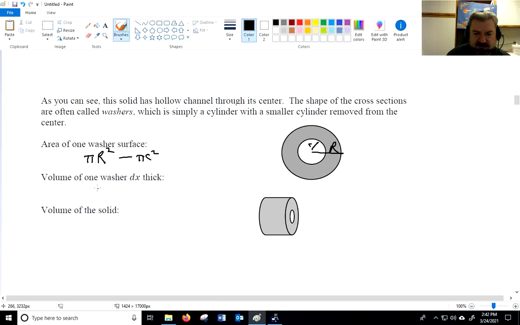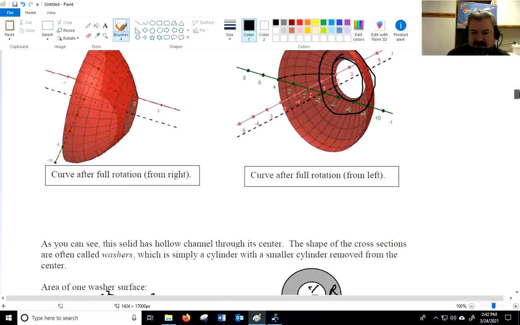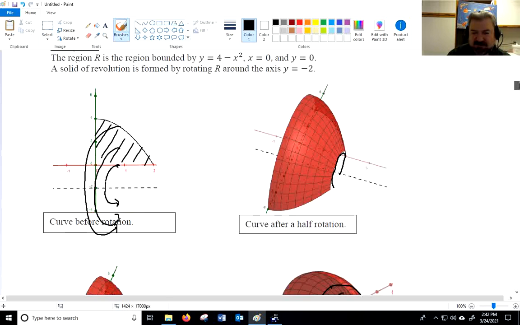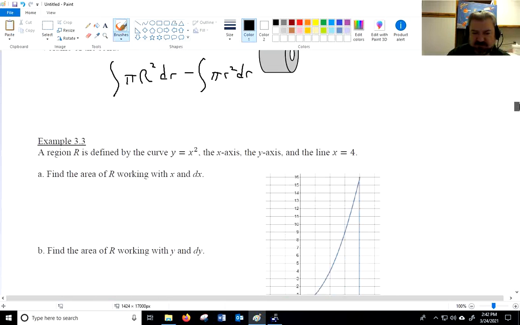So then the volume of one washer that's dx thick is pi R squared minus pi r squared. And then each one of these gets a dx. So the volume of the solid is the integral of pi R squared dx minus the integral of pi r squared dx. So we get the volume of the big outer solid minus the inner solid. And we'll be doing this from, let's see here, wherever the graph hits the x-axis, which is actually at 2. So from 0 to 2.